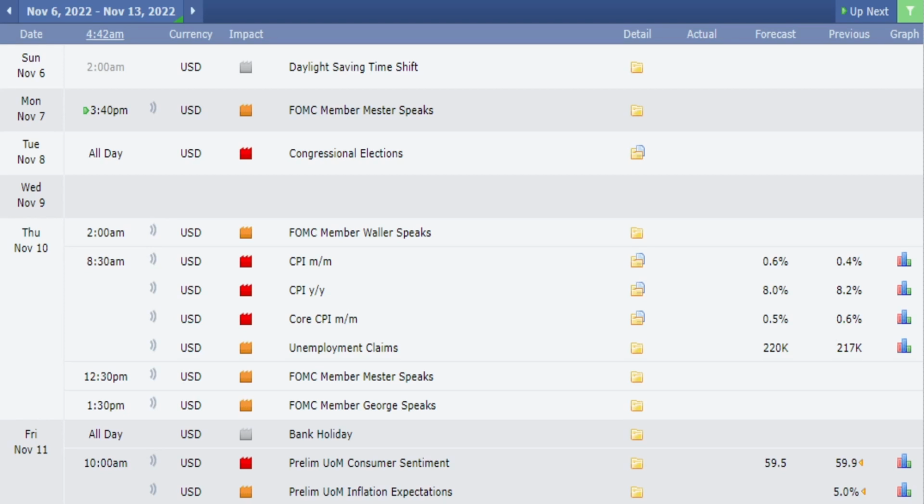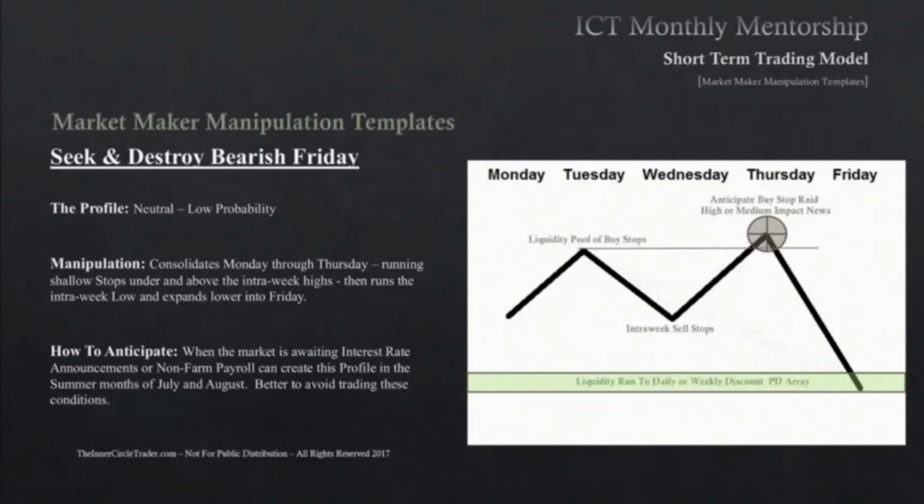Now let's look at which weekly template we could see unfolding. I apologize for the bad graphics, for the bad quality. We could anticipate, of course, I don't know if this will play out because we're something in between. Maybe we could see a bullish profile, but because we're still bearish, I would suggest we could see a seek and destroy bearish Friday manipulation template.